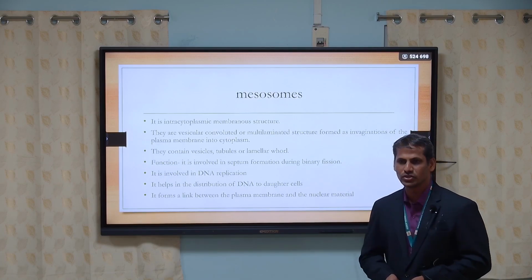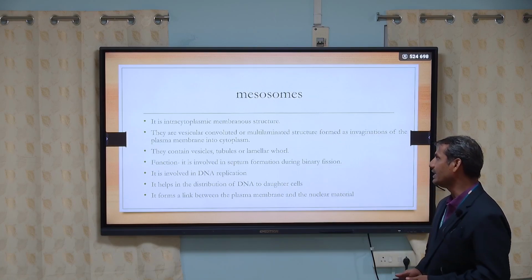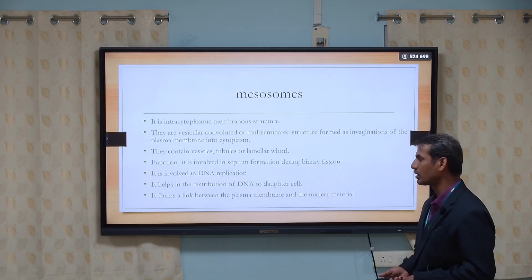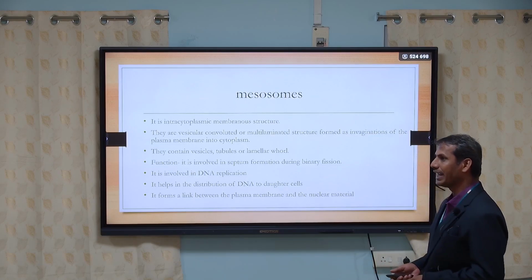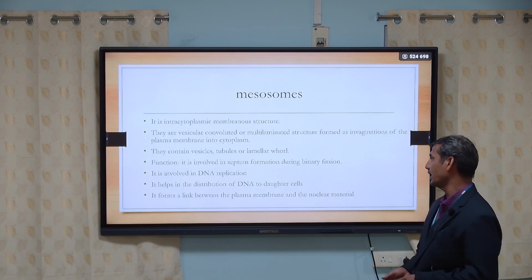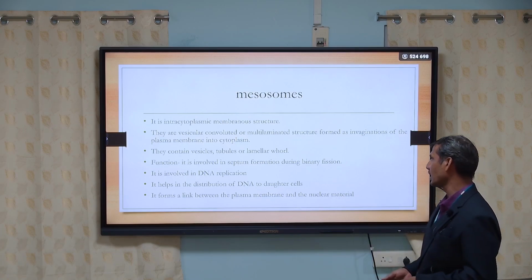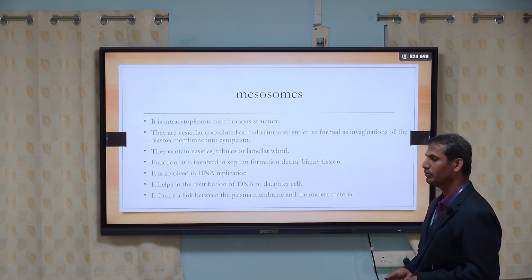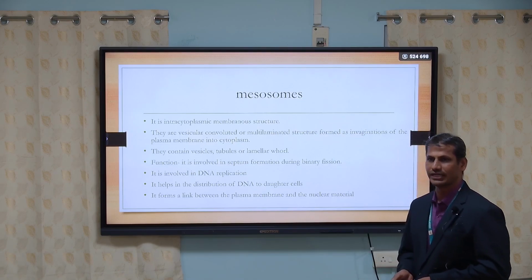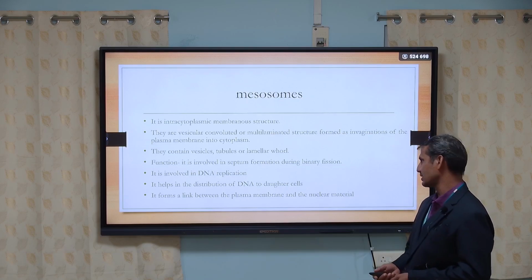Next is the mesosome. The mesosome is an intracytoplasmic membranous structure, vesicular and convoluted, formed by invagination of the plasma membrane into the cytoplasm. It contains vesicles, tubules, and lamellae. How does the mesosome help us? It is involved in septum formation during binary fission of bacteria, and it is also involved in DNA replication and distribution of DNA to daughter cells.